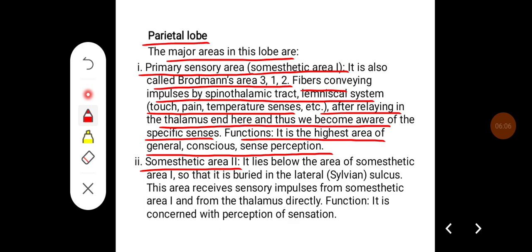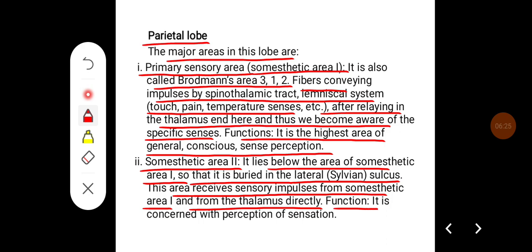Somesthetic area 2 lies below somesthetic area 1, so that it is buried in the lateral, that is Sylvian sulcus. This area receives sensory impulses from somesthetic area 1 and from the thalamus directly. The function of somesthetic area 2 is that it is concerned with perception of sensation.